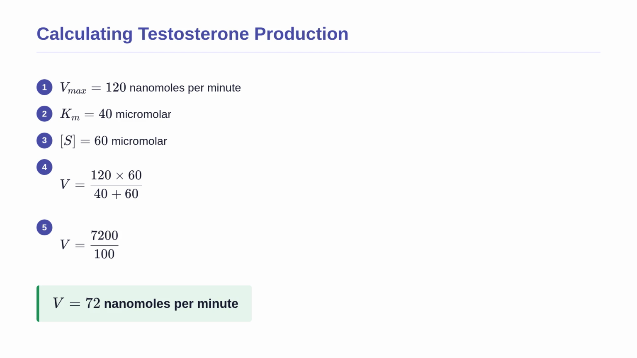We substitute these specific values into our equation. Multiplying the numerator values gives us 7,200. Adding the denominator values gives us 100. Dividing these gives a final rate of 72 nanomoles per minute. This means the enzymes are working efficiently, but can still increase production if more cholesterol arrives.